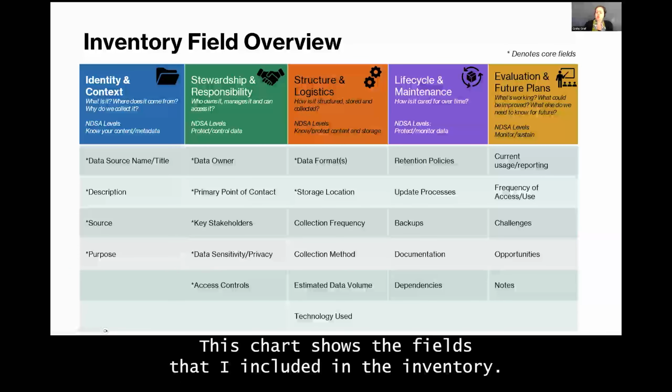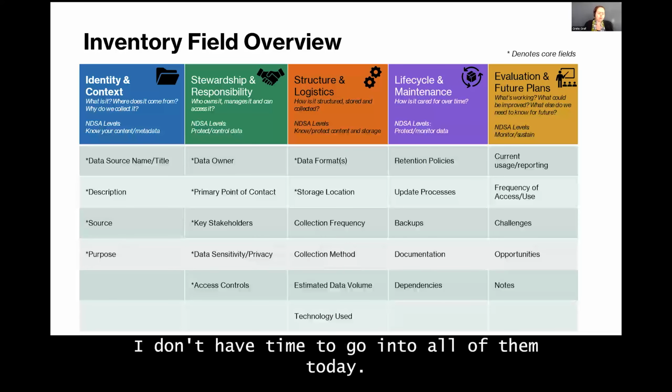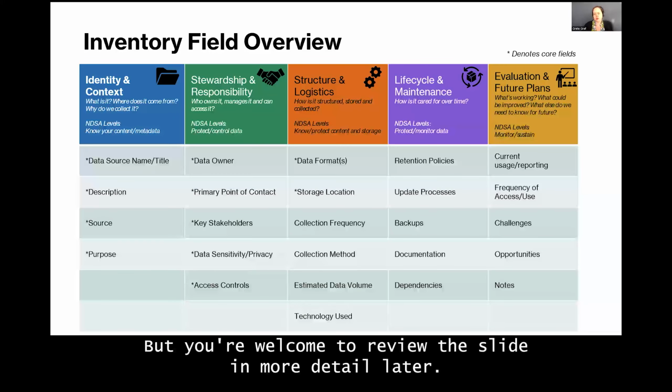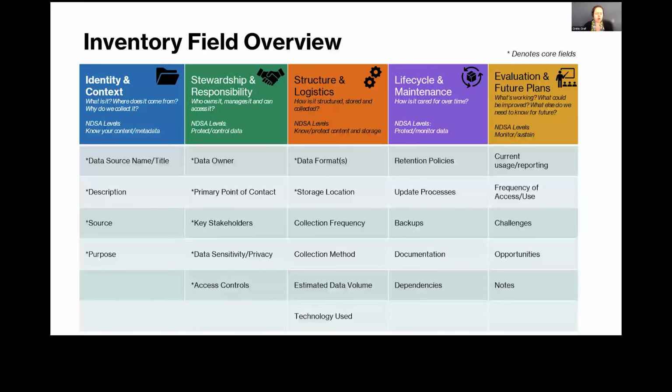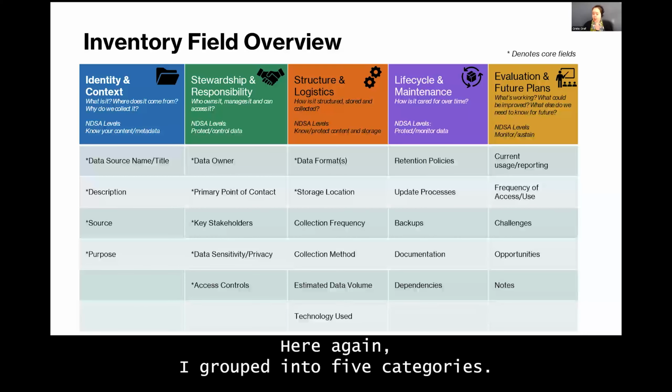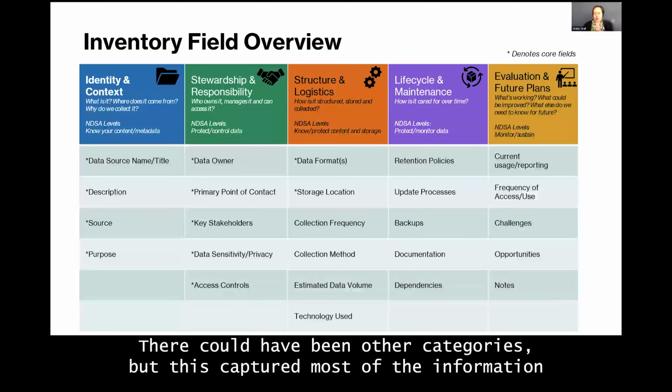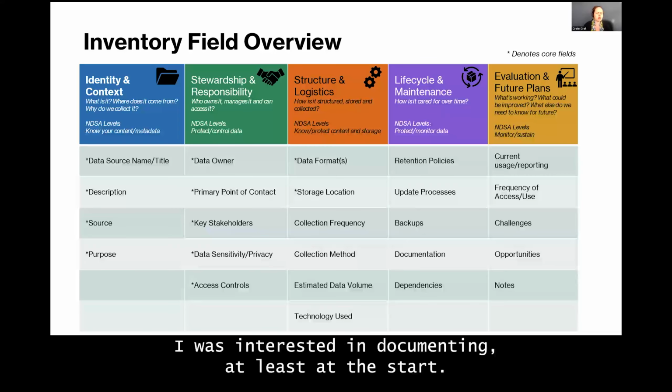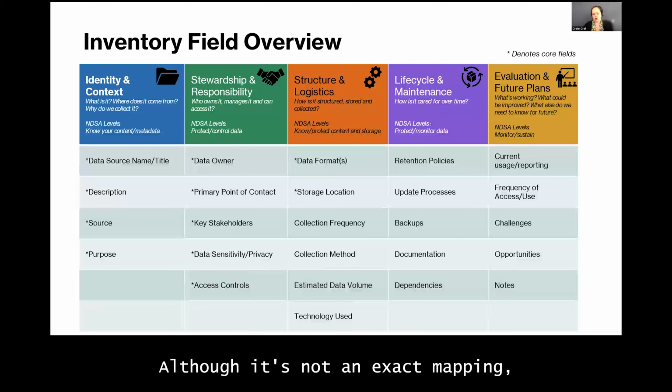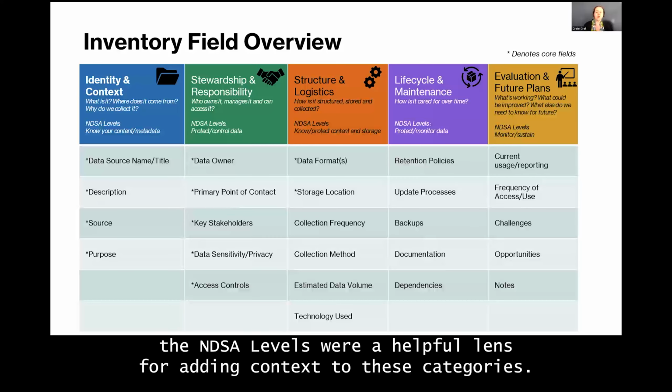So this chart shows the fields that I included in the inventory. I don't have time to go into all of them today, but you're welcome to review the slide in more detail later. So here again, I grouped into 5 categories. There could have been other categories I may have wanted to include, but this really did capture most of the information I was interested in documenting, at least to start. And although it's not an exact mapping, the NDSA levels were a helpful lens for adding context to these categories.